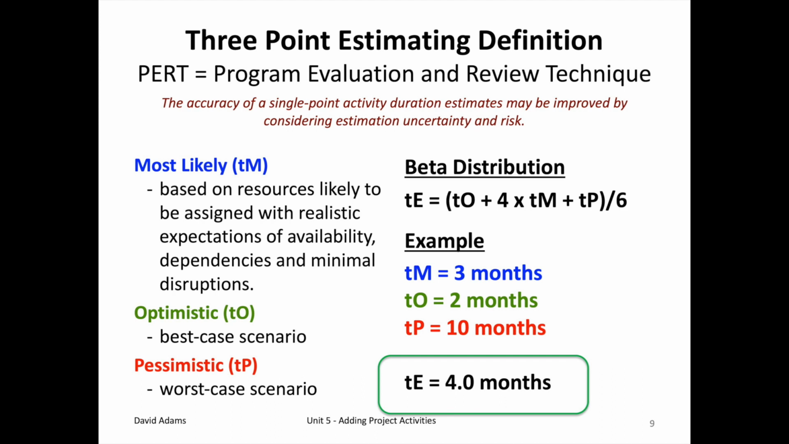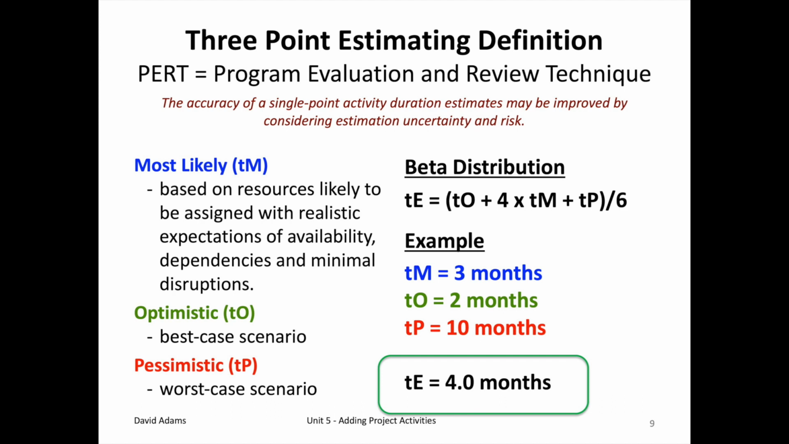So 3-point estimating is based on 3 different types of estimates: most likely, optimistic, and pessimistic. Obviously, most likely is what you really think is going to happen realistically most of the time. But sometimes suppliers and vendors can pull up the schedule and get it done quicker. That's the optimistic. Or things could go awry and take much longer. And that's the worst case scenario, the pessimistic.